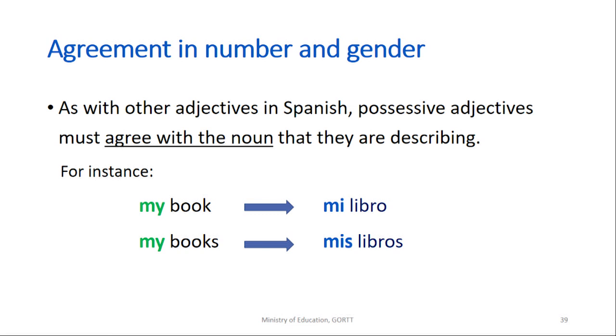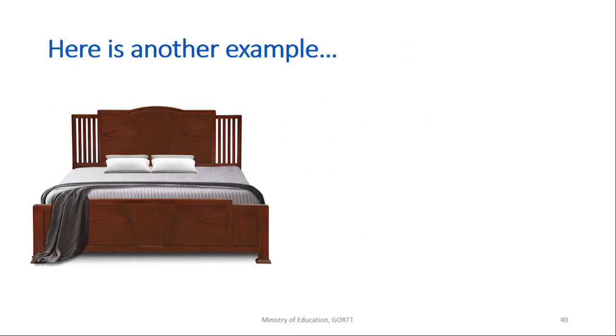As with other adjectives in Spanish, possessive adjectives must agree with the noun that they are describing. So my book will be mi libro. My books will be mis libros. Notice how the possessive adjective becomes plural when I'm describing more than one thing. Look at this lovely bed. If I am to say that this is my bed, I will say, es mi cama, because I'm only seeing one bed in the picture. Therefore, I use a singular possessive adjective.